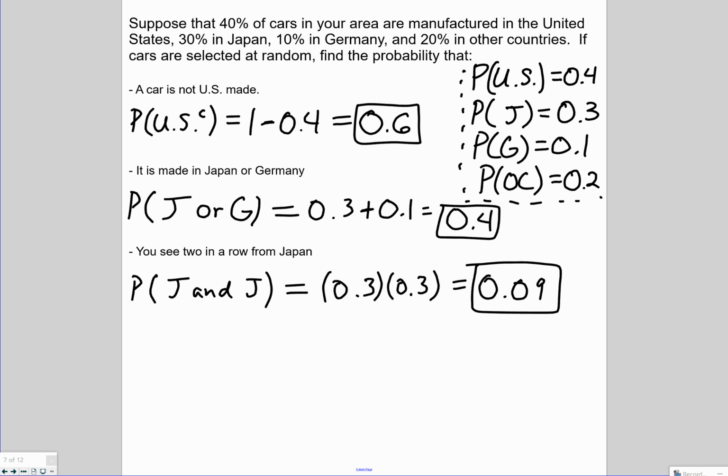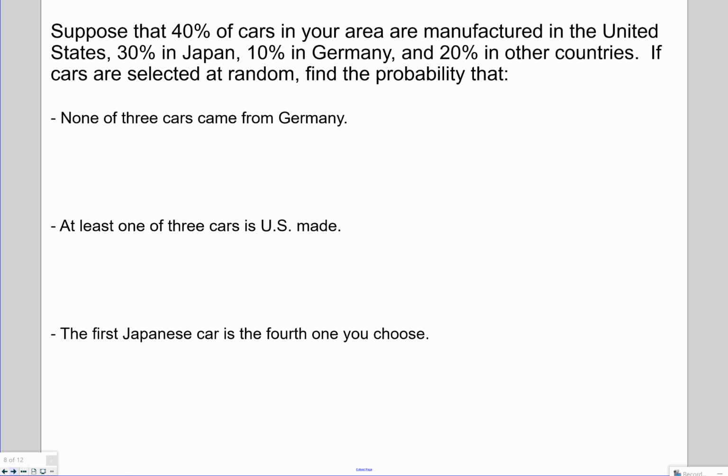Let's keep going. We're going to get more challenging here. The next problem says none of the three cars that you look at are from Germany. So I pick one up. Not Germany. Great, Japan, not Germany. Put it to the side. Pick another one up. Not Germany. Pick another one up. Not Germany.